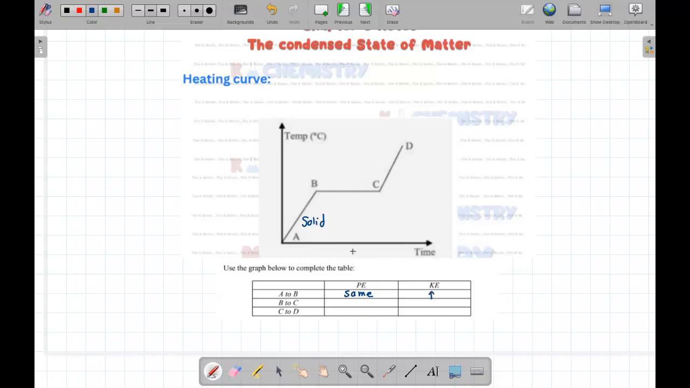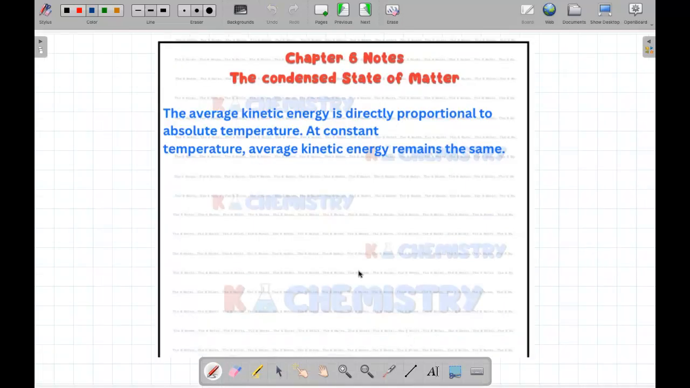From B to C, what happens? You are in different phases, solid and liquid together. So your potential energy is going to change. Why? Because you are changing the phase while the kinetic energy remains the same. Again, from C to D, you are still in liquid, so your potential energy is the same and the kinetic energy increases. The average kinetic energy is directly proportional to the absolute temperature. At constant temperature, average kinetic energy remains the same.